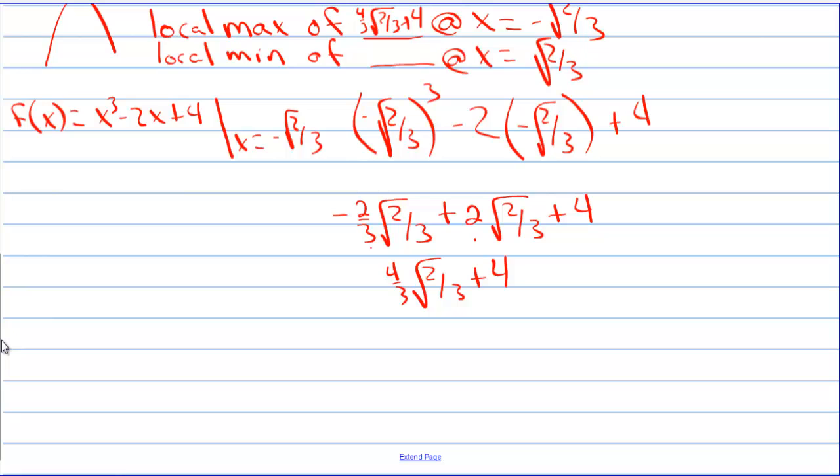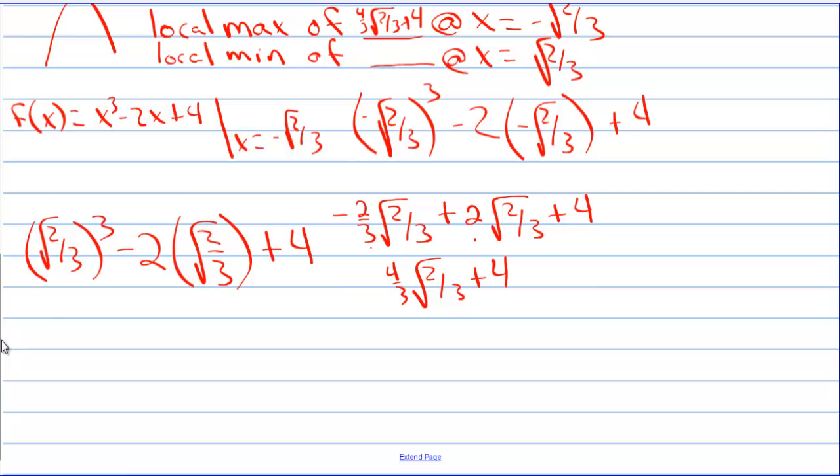And then if I plug the positive in, we get square root of 2/3 to the third minus 2 times square root of 2/3 and then plus 4. We get 2/3 square root of 2/3 minus 2 square root of 2/3 plus 4. So we have 2/3 minus 6/3 is negative 4/3 square root of 2/3 plus 4.